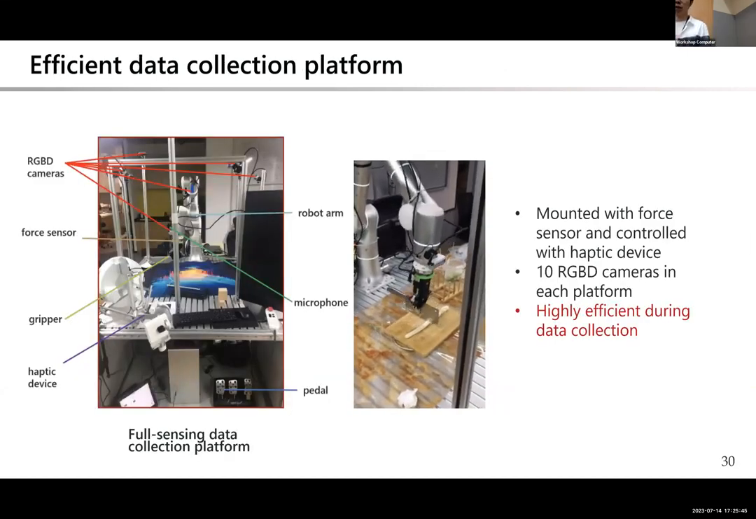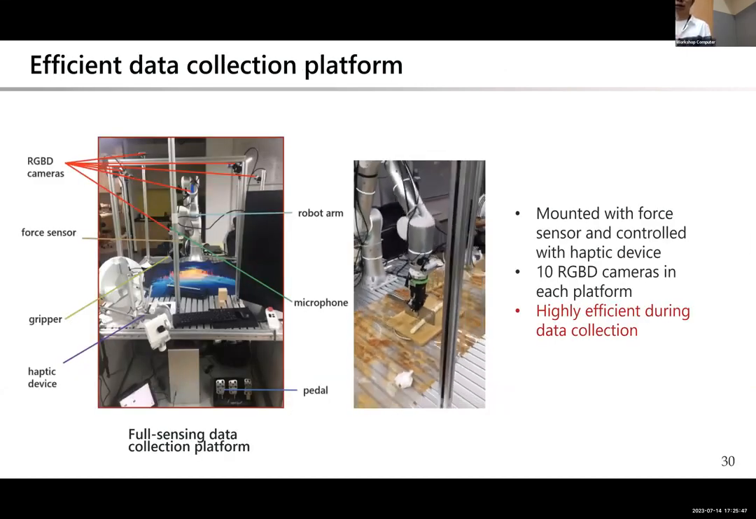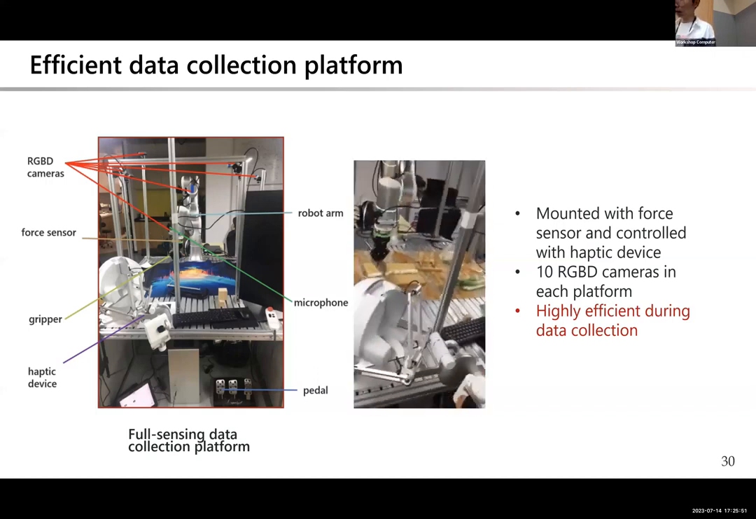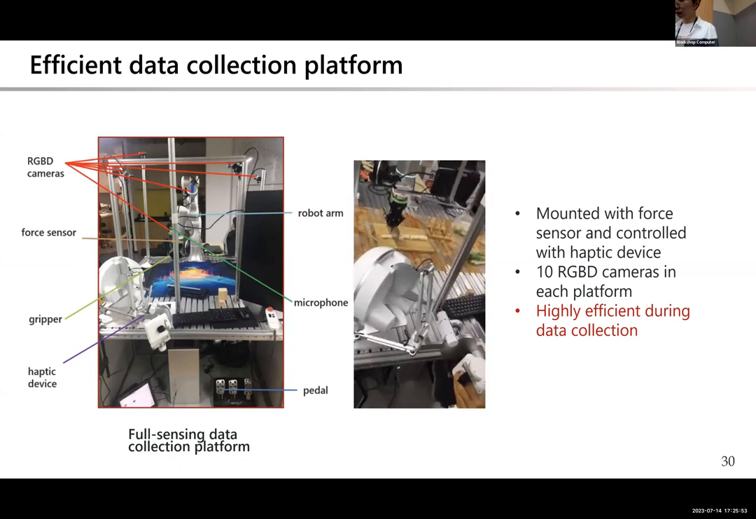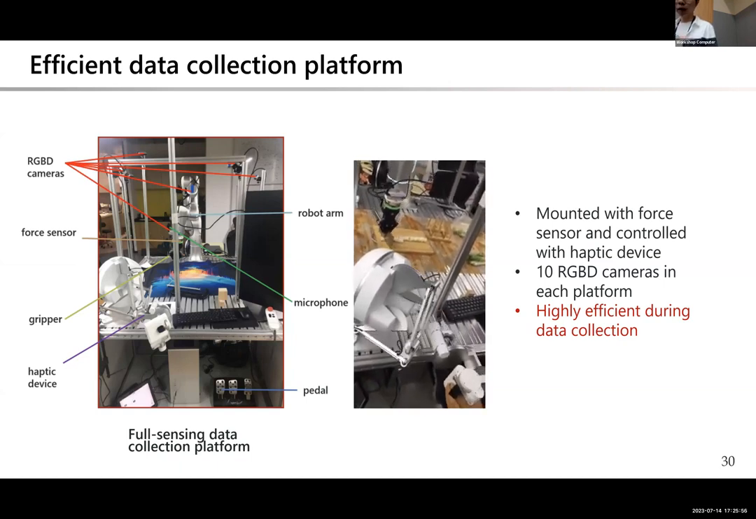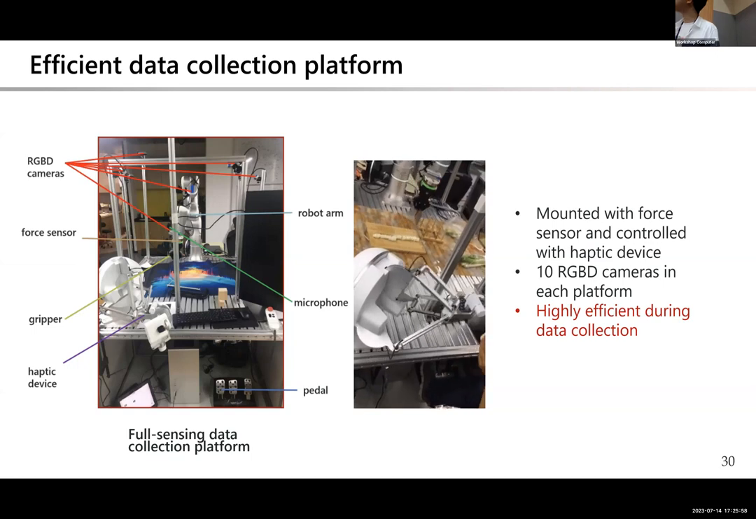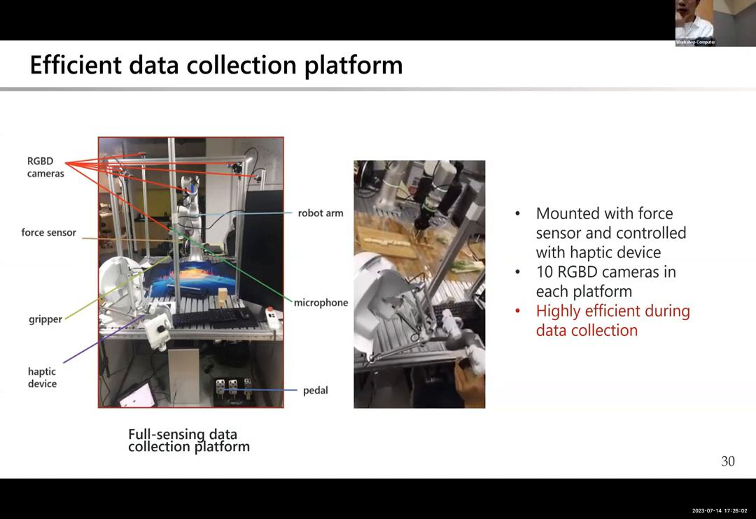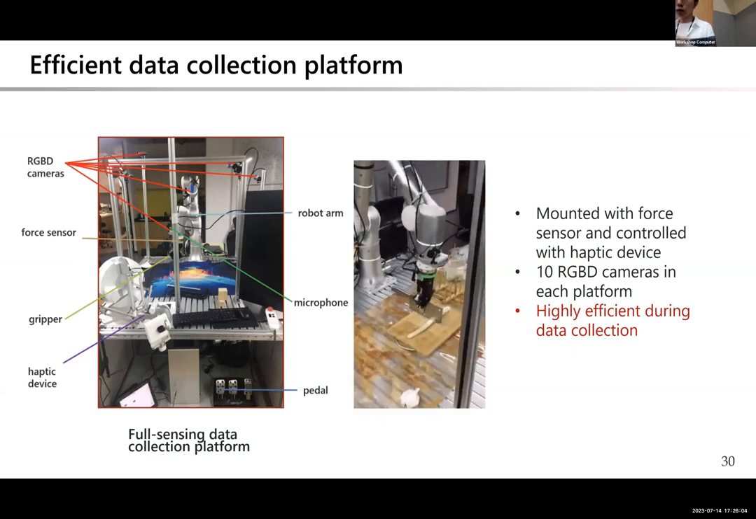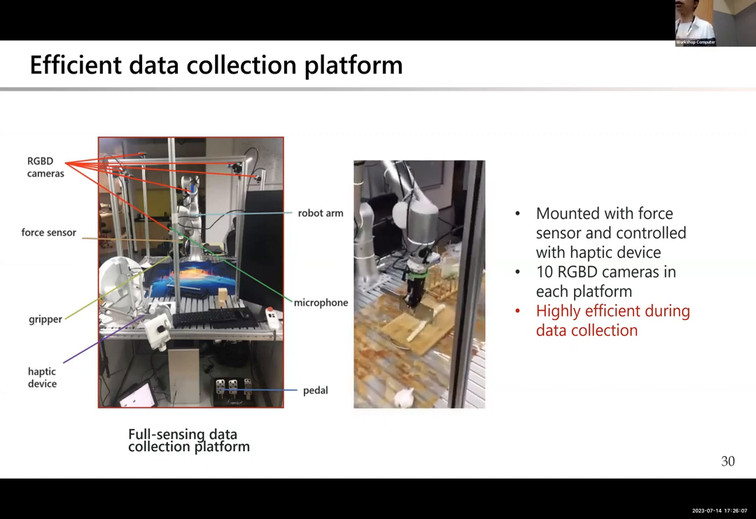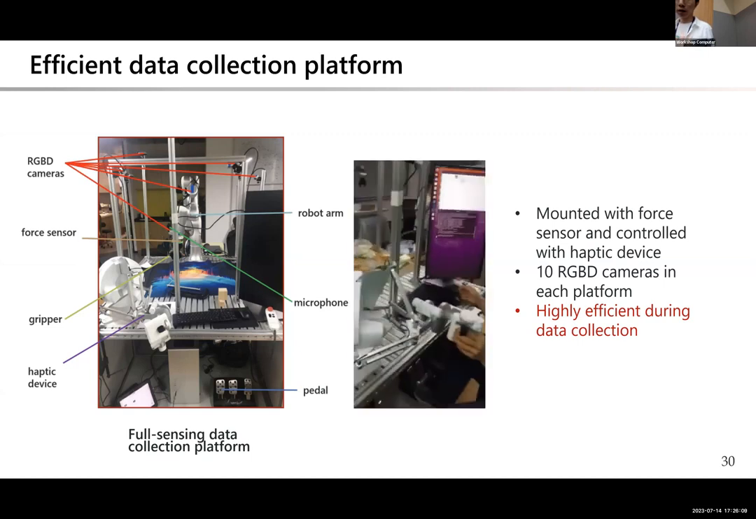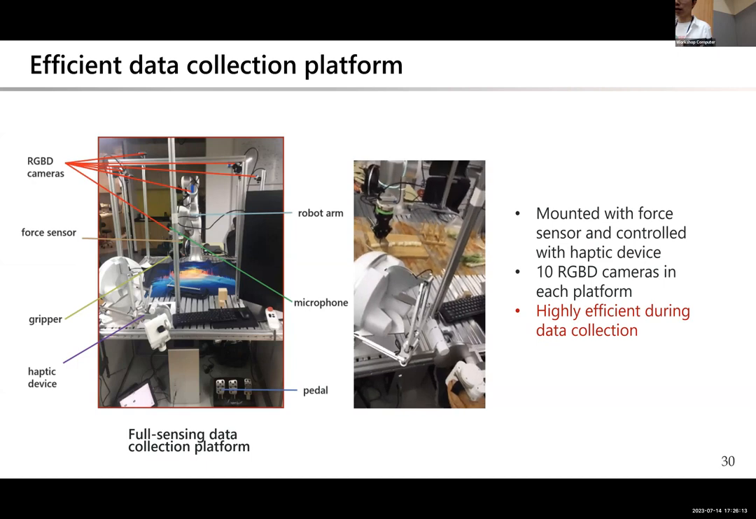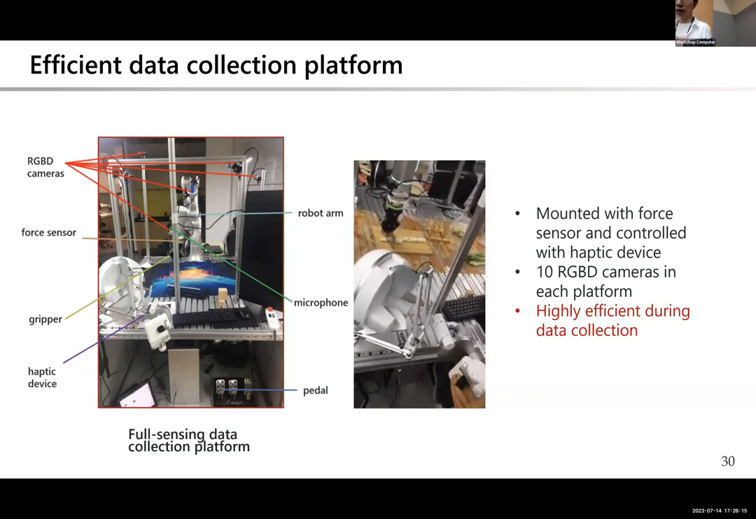So in order to solve this problem, we propose an efficient data collection platform. We use a haptic device, and on the right side, I show another demo that I quite like. We can see that the robot can cut vegetables, which is a very contact-rich task. And this video is not accelerated. So we can see that it's very efficient to collect data with a haptic device.